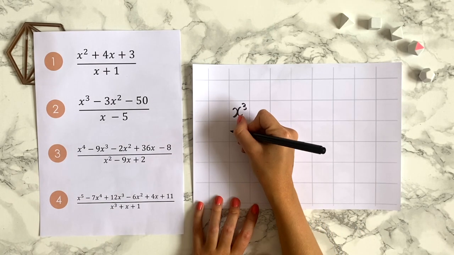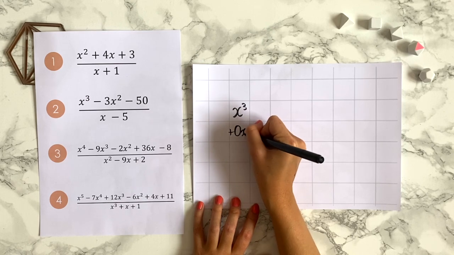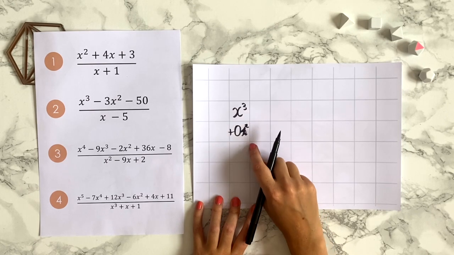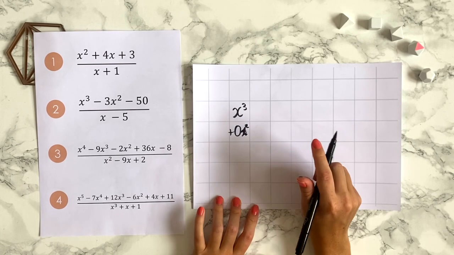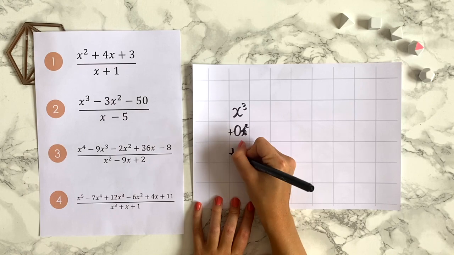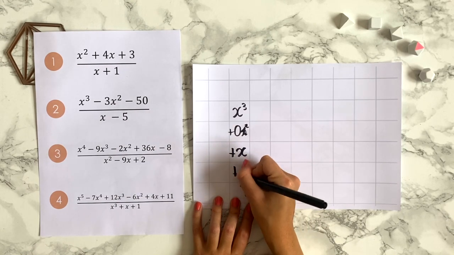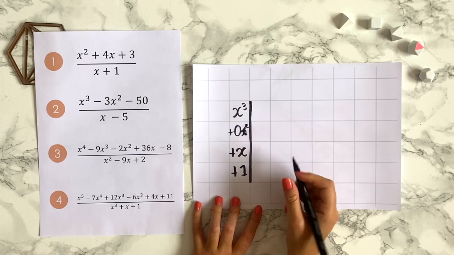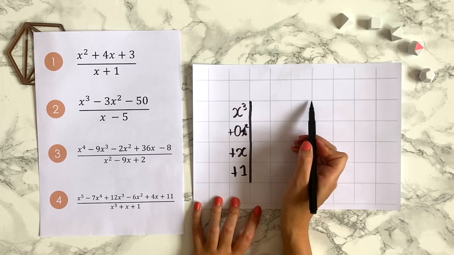So there's sort of a plus 0x squared term, or just plus 0. But we need to include this on the left hand side or else things will get a bit weird. Then we have a plus x and a plus 1. And we draw a line down the sides. Now, how long does our line above here need to be?